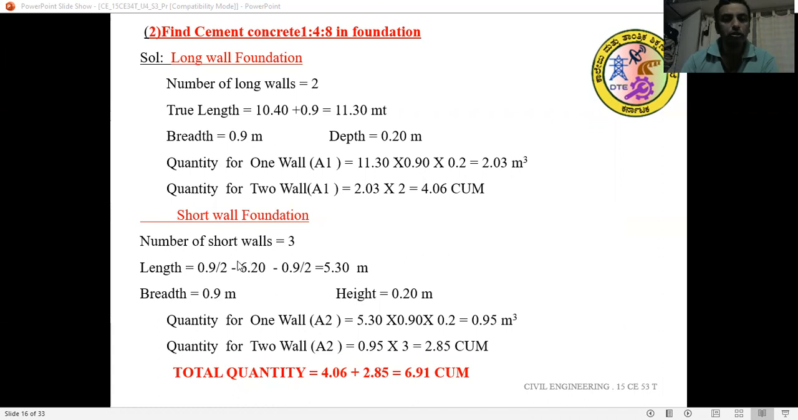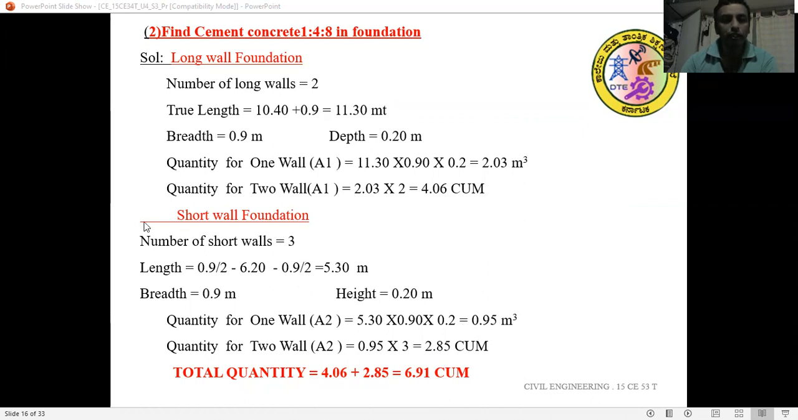Then you have to calculate the true length of the short wall, which is equal to the center to center length of the short wall minus one breadth. Then you will get 5.30 meter as the true length of the short wall. Once you get the value, you can easily find the quantity of one wall by using the formula length into breadth into depth. True length of short wall is equal to 5.3 meter. Breadth of PCC is equal to 0.9 meter. Depth of PCC given in the cross section is equal to 0.2 meter. Finally, you get the value of 0.95 meter cube. This is the answer for calculating one short wall.